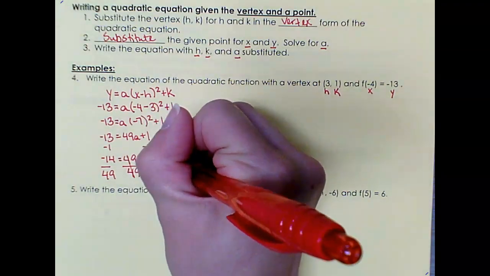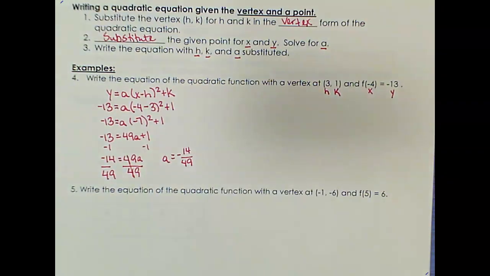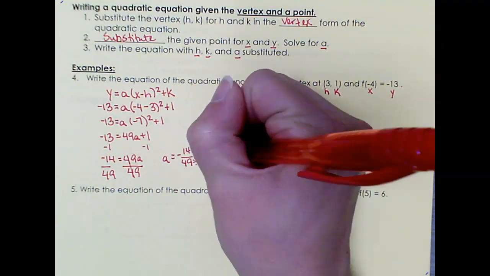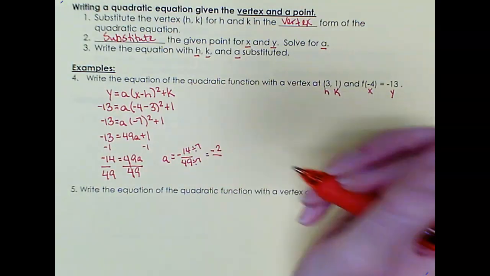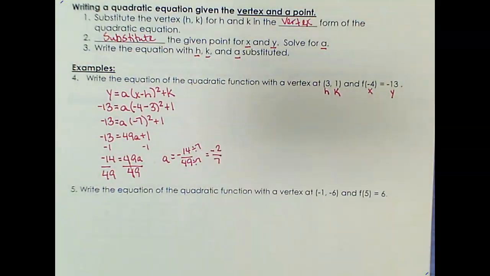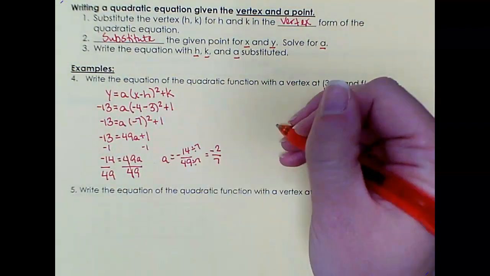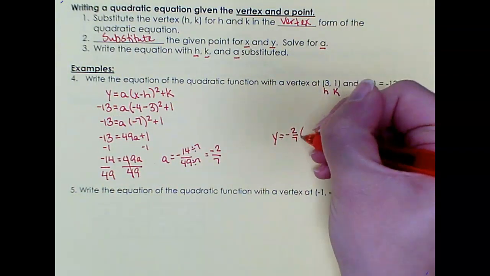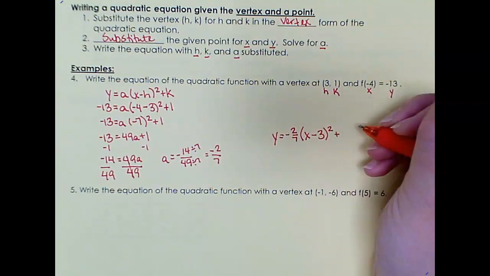So a equals negative 14 over 49. Both of those numbers are divisible by 7, so we're going to divide by 7 so that we can simplify this fraction. 14 divided by 7 is 2. 49 divided by 7 is 7, and that's our value. We can go ahead and plop that right into our formula along with the vertex from vertex form. So y equals -2/7 times (x minus 3) squared plus 1.